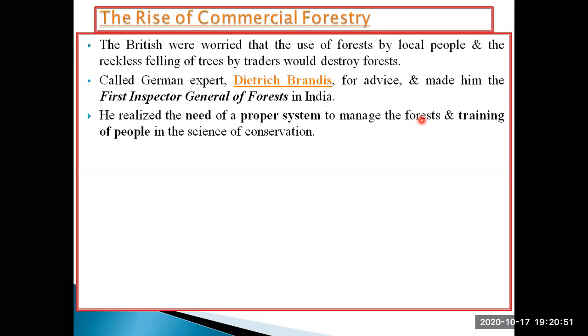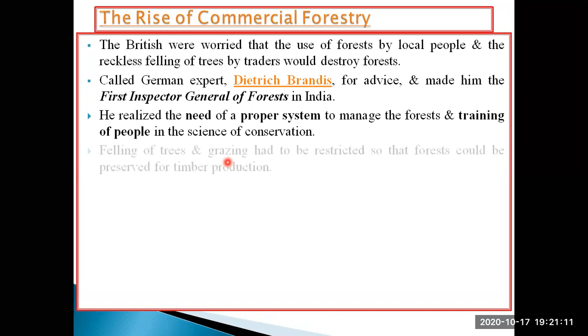So he realized that there is a need of a proper system, as well as training of people in the science of conservation. Now he brought this idea of conservation, how to conserve the trees also. So he wanted to train the people and to launch some system of cutting down the trees. So let us see what he has done.